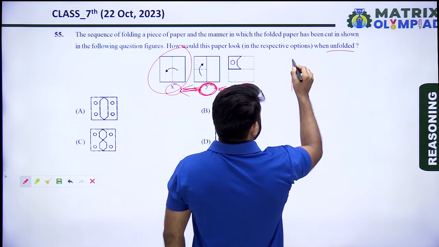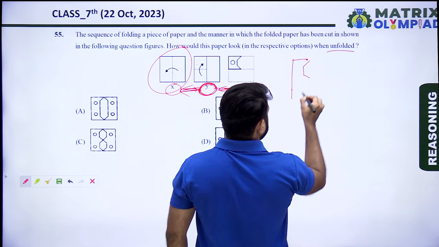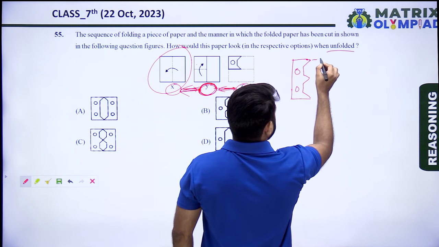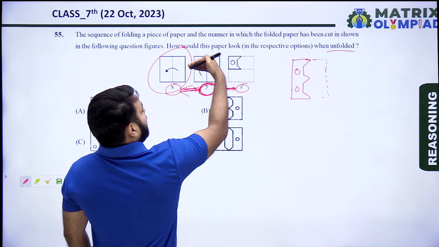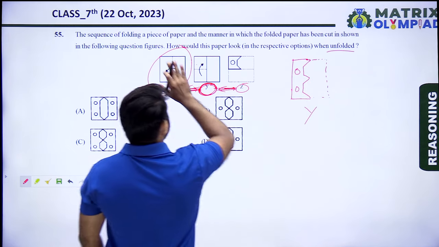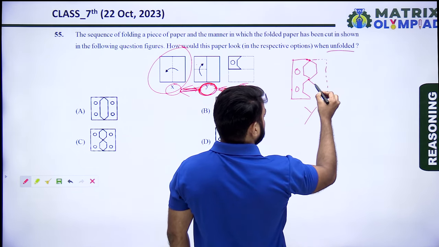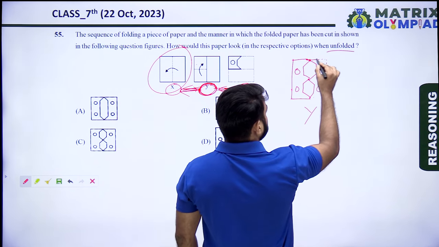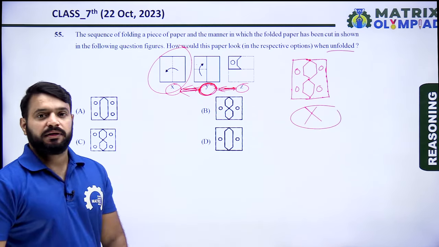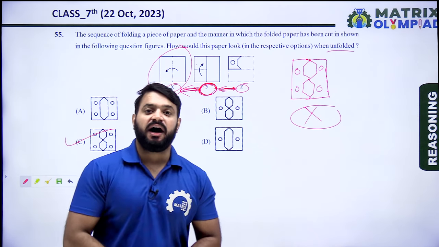When we unfold the Z, it looks as follows. When we unfold the Z, it represents Y. Now unfold the Y, it represents X. So find the mirror image of X, which looks as follows. So this is the figure of the unfolded paper. It represents X. So here the correct answer is option C. So option C is the unfolded paper.